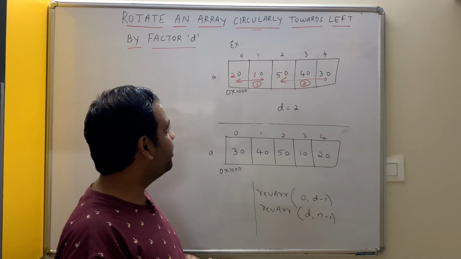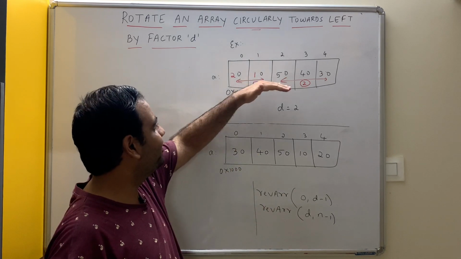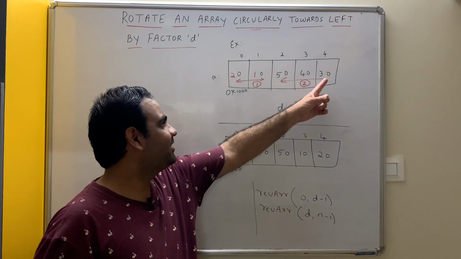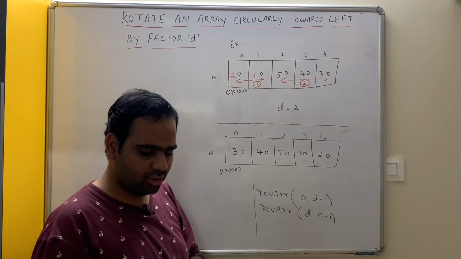Now, if you observe these two arrays, what are they? They are the reverse of each other, right? 30 is at index 4, it should be at index 0. 20 is at index 0, it should be at index 4 and so on.